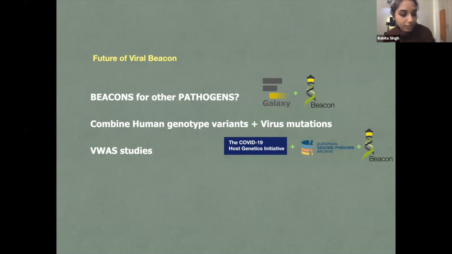VIVA studies, virus-wide association studies, are coming up. They are getting popular. It would be nice if we can put some visualization. We can get this data and put Beacon on that and make it available to the users. So I see its use. I see that it could be great, this effort, in future.